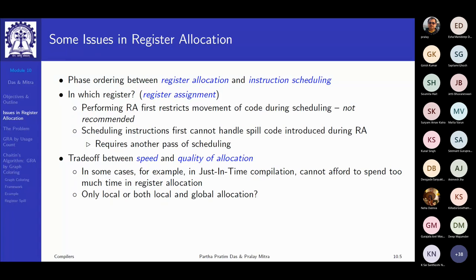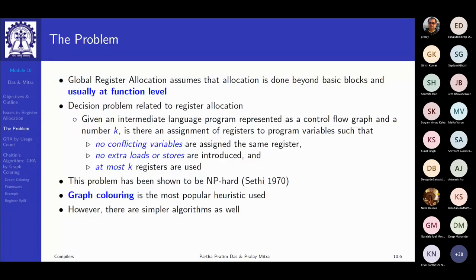And you will also often have to answer whether you really want to do a global register allocation in such cases, or you would be happy with local register allocation, or you'll do a combination of those and so on. So while we talk about the basic strategies of register allocation, these are the issues that you'll have to keep in mind. And we'll try to address the problem with respect to that.